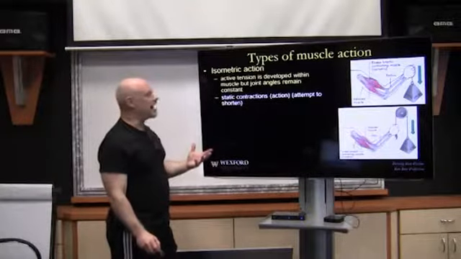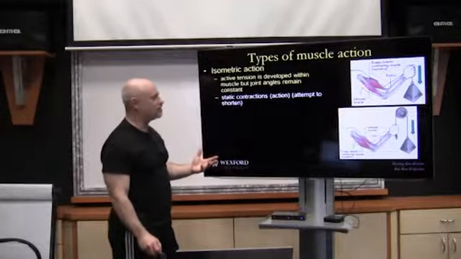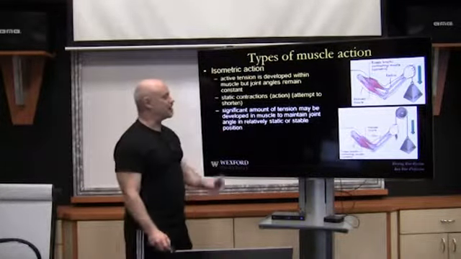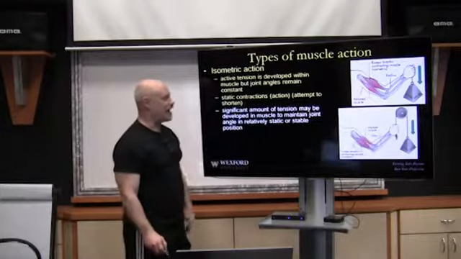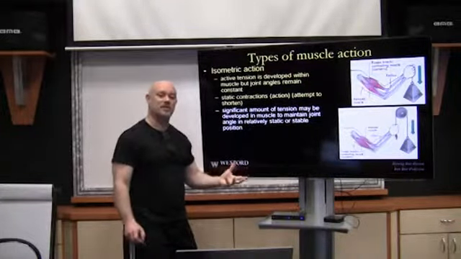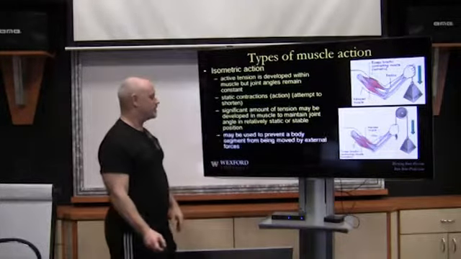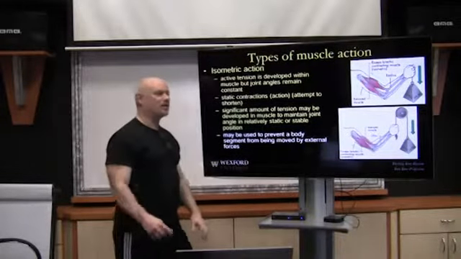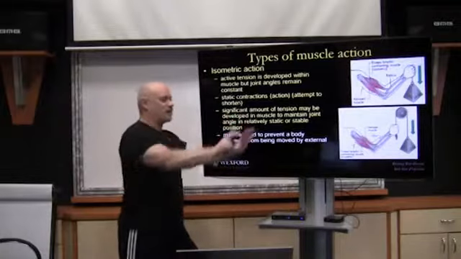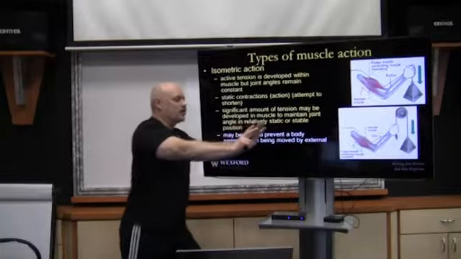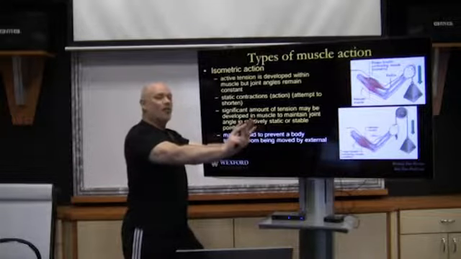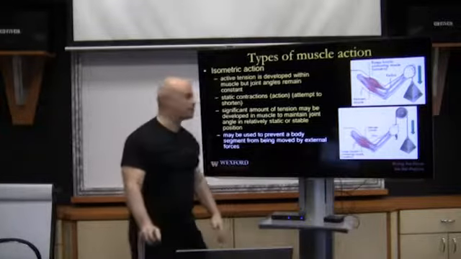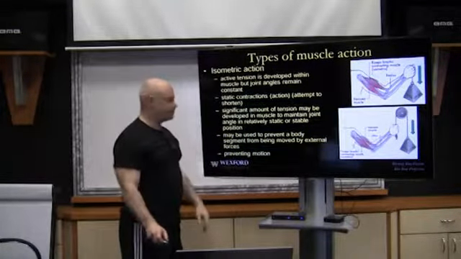It's what they also call a static action or static contraction, and it's attempting to shorten. A significant amount of tension may be developed in the muscle to maintain this joint angle in a relatively static or stable position. That's an isometric action. It may be used to prevent a body segment from being moved by external forces. Think about it, if somebody's coming at you and we put our arms out here, they're trying to push us this way, but we're going to push back and hold them there. That's a static action, just the holding action. Think about it as a holding action. It prevents motion.